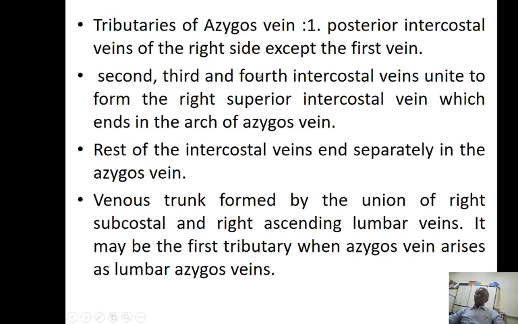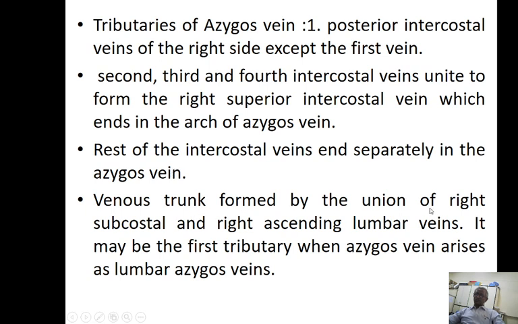Then the tributaries of the azygos vein. The first one is the posterior intercostal veins of the right side, except the first vein. So all the posterior intercostal veins of the right side join the azygos vein except the first vein, which joins directly the superior vena cava. The 2nd, 3rd and 4th intercostal veins unite to form the right superior intercostal vein, which ends in the arch of the azygos vein. The rest of the intercostal veins end separately in the azygos vein.